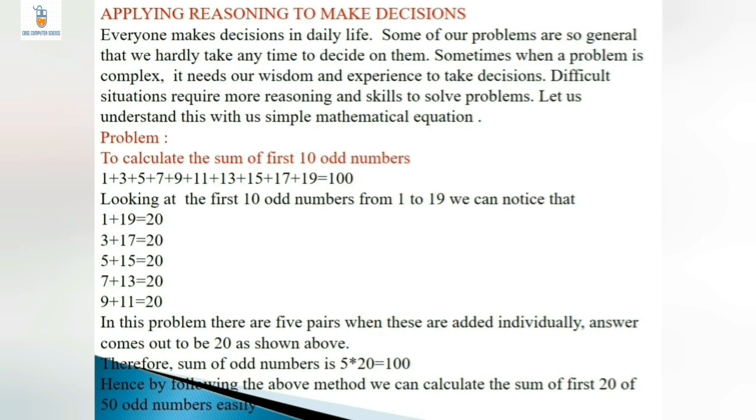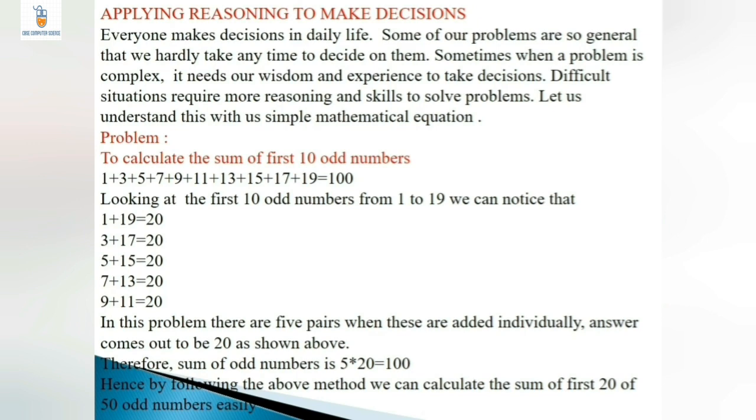So here our problem is to calculate the sum of first 10 odd numbers. So the first 10 odd numbers are 1, 3, 5, 7, 9, 11, 13, 15, 17, 19. So when we add them, we will get the answer as 100.